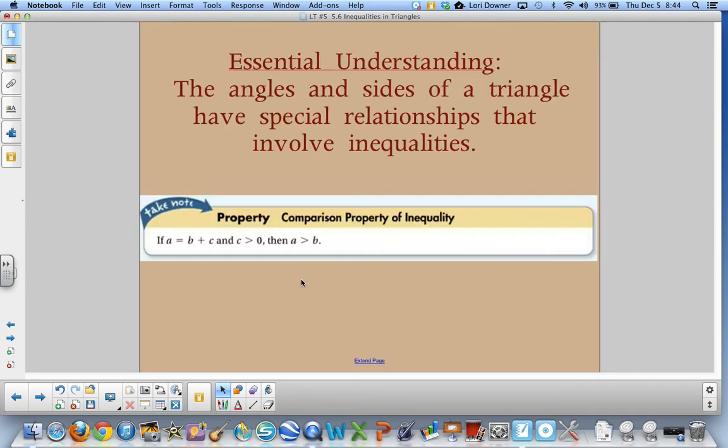I know that sounds a little silly, but we're going to add that idea to our purple sheets. It's called the comparison property of inequality. It says if A is equal to B plus C, and C is greater than 0, then A has to be greater than B. So if I took a number like B and added something to it, I'm going to end up with something greater. And that's what this says. Pause the movie, add this to your purple sheet, press play when you're finished.